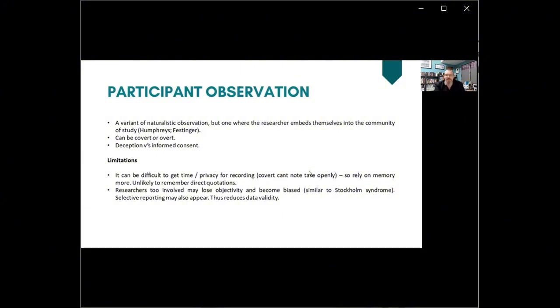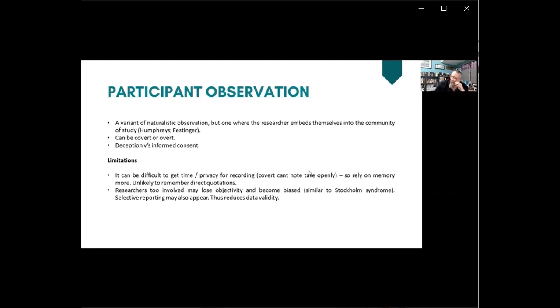The limitations that we have with this is it can be difficult to get time. It can certainly be difficult to get privacy for recording. If you're doing covert research, you can't openly note take without drawing attention to yourself. You can't stand there with your phone and video what you see in front of you. So what we end up doing is relying upon our memory a lot more.